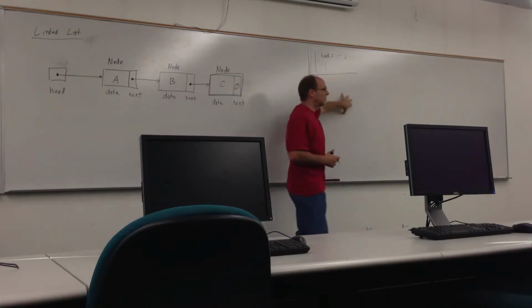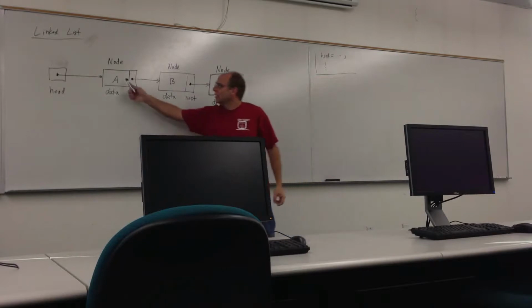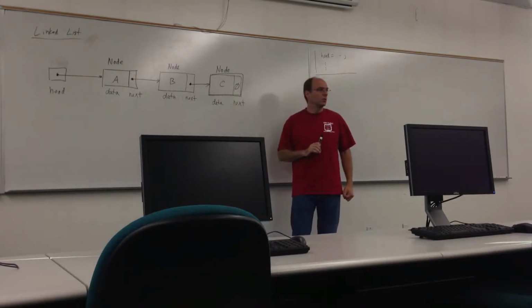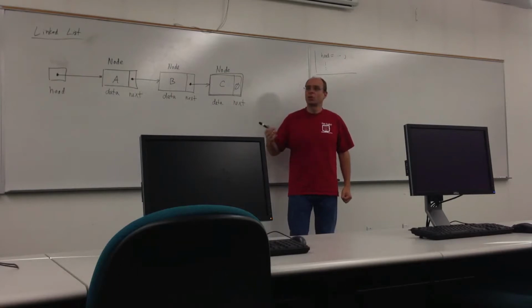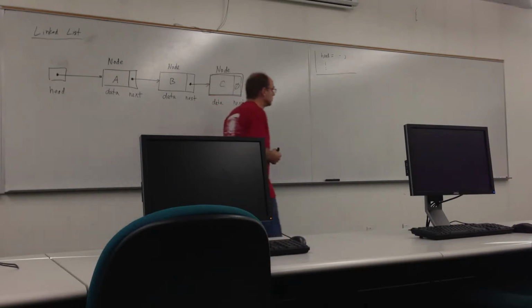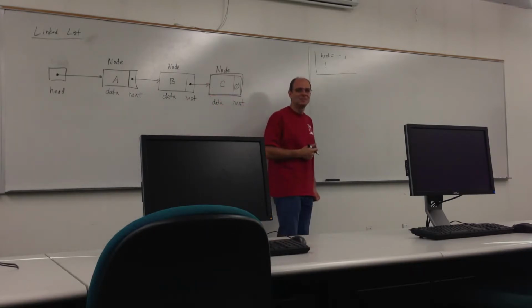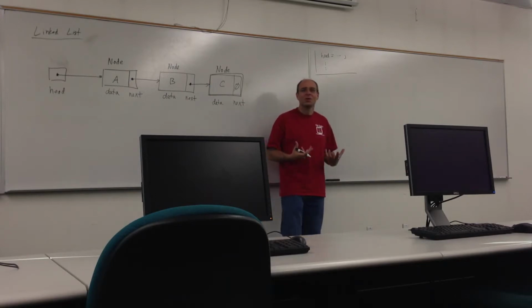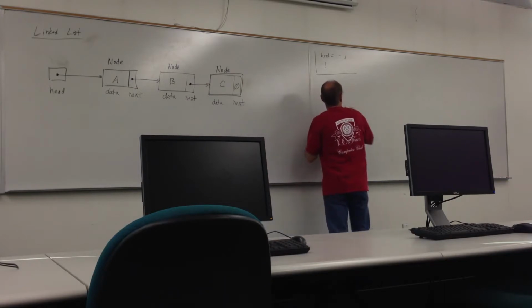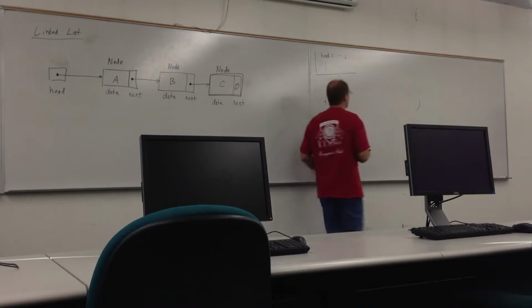Now I want to display the data from each of those nodes in order, starting with the first one and going to the last one. I just want to display it to the screen. So what do you think I need to do? Probably a for loop. Some sort of a for loop, right? All right, some sort of for loop.